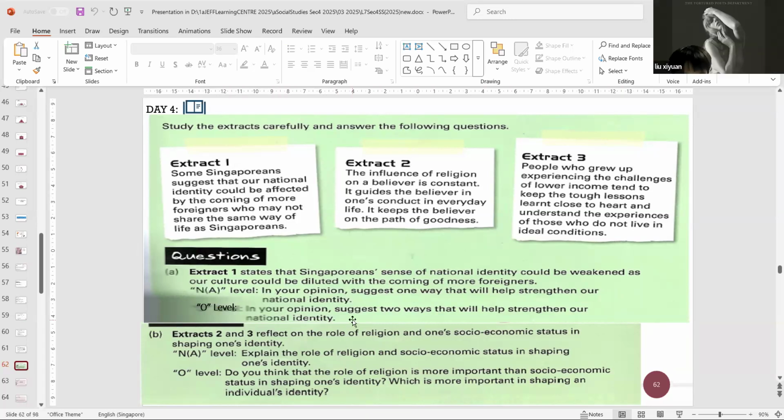In your opinion, suggest 2 ways that will strengthen our national identity. Okay, so how do we build national identity? There is this thing called cook curry to appreciate the foreign people who come to eat the curry, or xiao long bao, or the Muslim prata, or the mee goreng, mee siam, mee rebus. These are traditional Malay foods. Like, if you eat mee rebus and mee siam, there are these things.